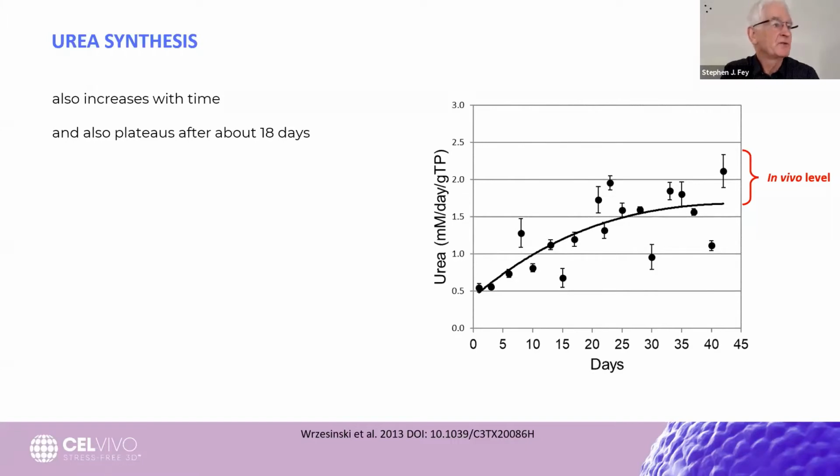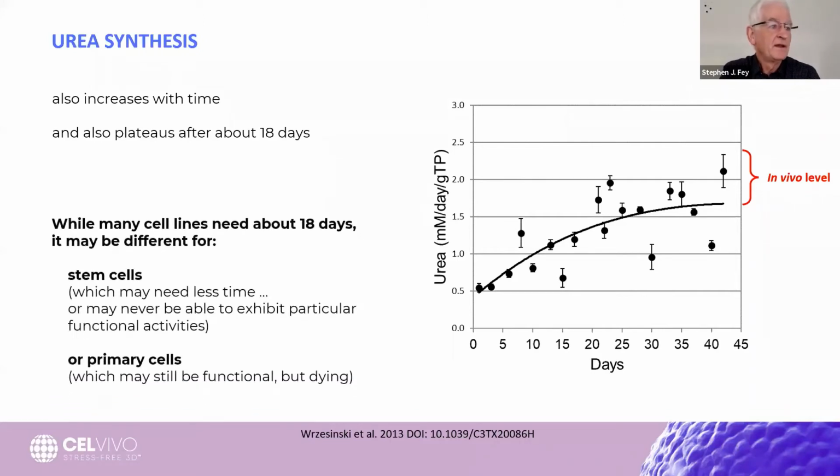We did the same sort of study for urea production. We know that the Hep2 cells are missing the enzymes in the urea cycle, but they use the alternative pathway. And there, they also can produce urea at a level which is similar to the liver. And that plateau also is reached about 18 days. Now, we know that many cell lines need, let's say, about 18 days to reach this plateau. It may not be the same for stem cells or primary cells. Stem cells may need much less time, or they may never be able to recover the functional activity of the tissue you want to look at.